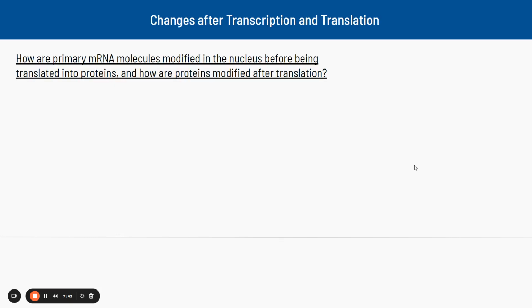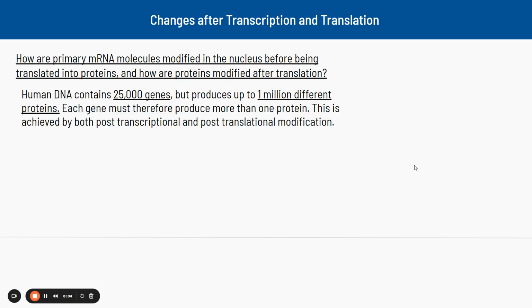So changes after transcription and translation. So then again, how a primary mRNA molecule is modified in the nucleus before being translated into proteins, and then how a protein is modified after translation. So there's a modification that takes place after transcription and after translation, and we're going to look at that really quick. So fun fact, human DNA contains about 25,000 genes but produces up to 1 million different proteins. So each gene must therefore produce more than one protein. This is achieved by both post-transcriptional and post-translational modification.